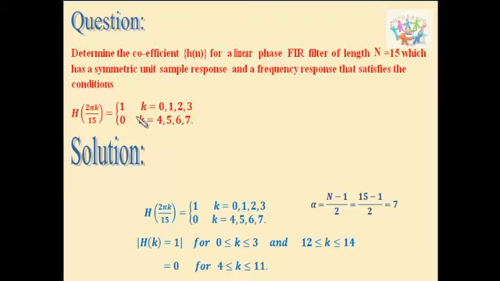Now, the general form for the FIR filter is h of e power j omega is equal to e power minus j alpha omega. Now, alpha is nothing but the symmetry, and in order to find the symmetric value, the formula is n minus 1 by 2. And from the question, we have n is equal to 15. So, substituting that, we will finally get alpha as 7.